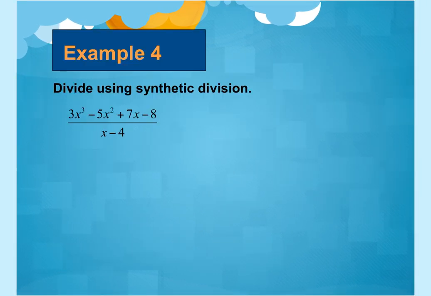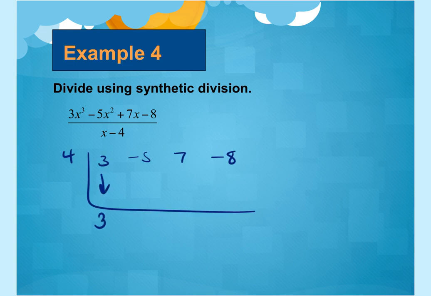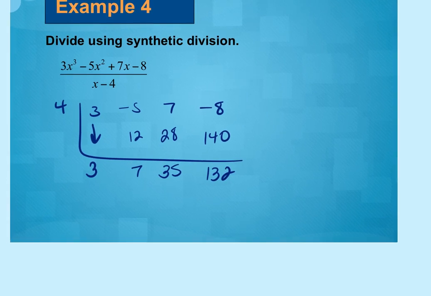All right, you do this one. All right, so 4 goes on the outside because it follows the x. So like if that just, which we'll see in a minute, if it just said like f of -4, you keep the sign. But if it says x minus 4, that's when you change the sign. So the 4 goes on the outside. Then we keep all the coefficients. I bring down the 3. I multiply it by 4. I put it in the next column. I add it. I multiply it by 4. I put it in the next column. I add it. I multiply it by 4. I put it in the next column. I add it. My remainder is, these are all positive this time, but my remainder is positive 132.